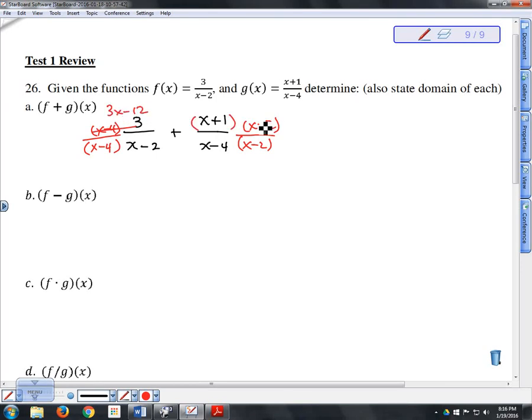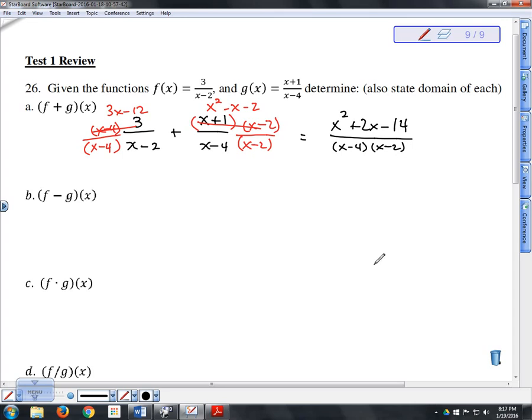Here, if we multiplied those together, we would get x squared minus x minus 2. Now that they have the same denominator, they can be added together by collecting the like terms in the numerator. The denominator stays the same, x minus 4 times x minus 2. If we combine like terms in the numerator, we're going to have x squared plus 2x minus 14.